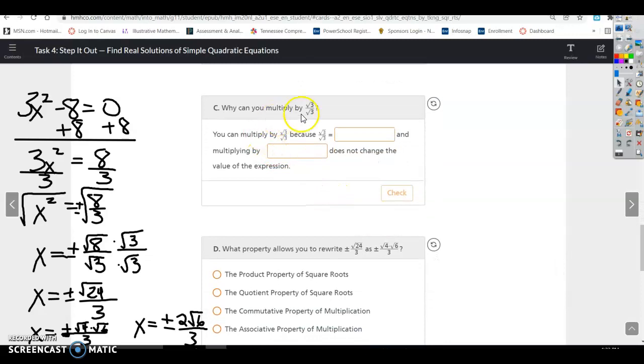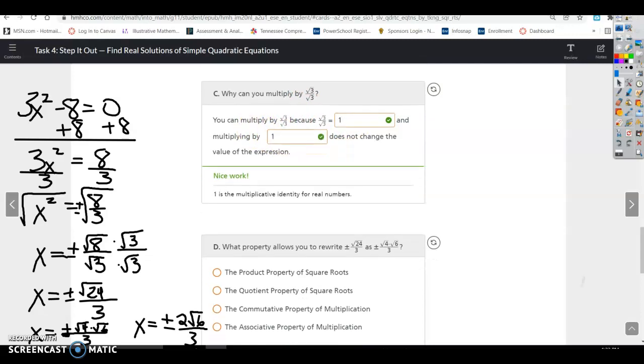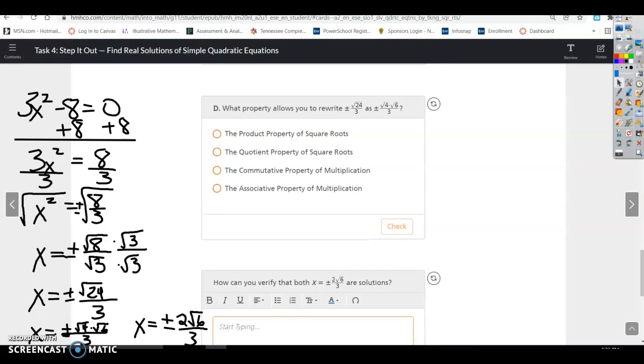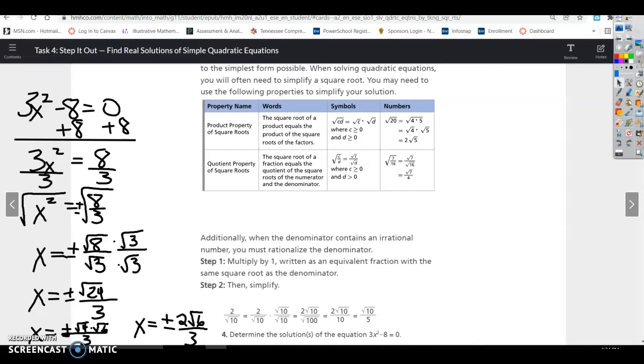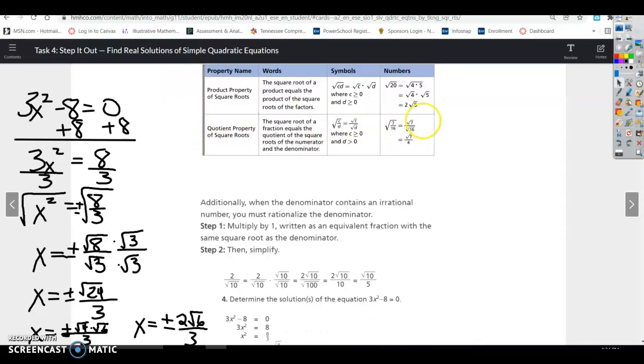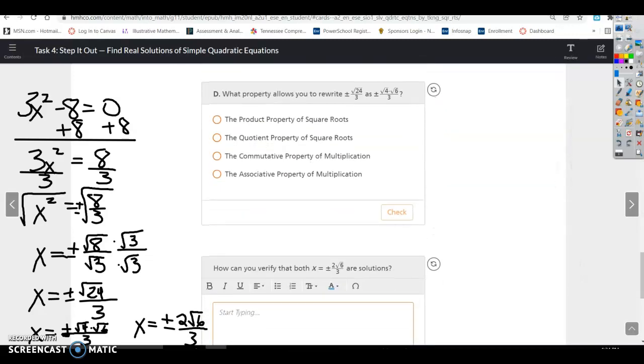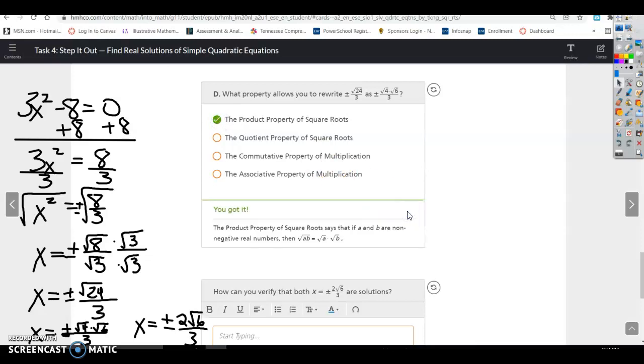All right, why can you multiply by square root of 3 over square root of 3? Okay, so anything divided by itself equals 1, and multiplying by 1 does not change the value. All right, what property allows you to rewrite plus or minus the square root of 24 over 3? If you look back to the top here, you can remember that the product property of square roots allows you to do this. So that would be the product property of a square root.